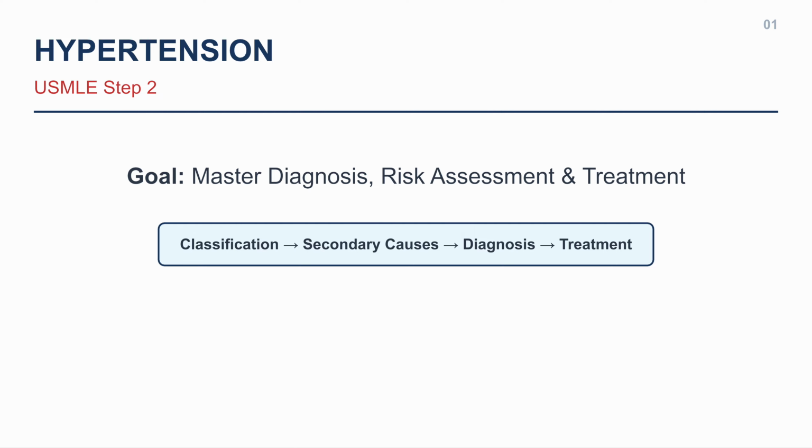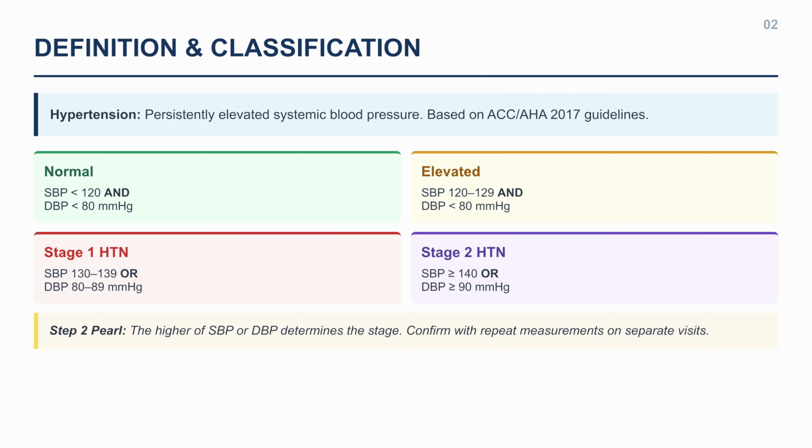Let's get started. Hypertension is defined by the ACC/AHA 2017 guidelines using 4 categories. Normal is systolic below 120 and diastolic below 80 millimeters of mercury. Elevated is systolic 120 to 129 and diastolic below 80. Stage 1 hypertension is systolic 130 to 139 or diastolic 80 to 89. Stage 2 hypertension is systolic 140 or higher or diastolic 90 or higher.